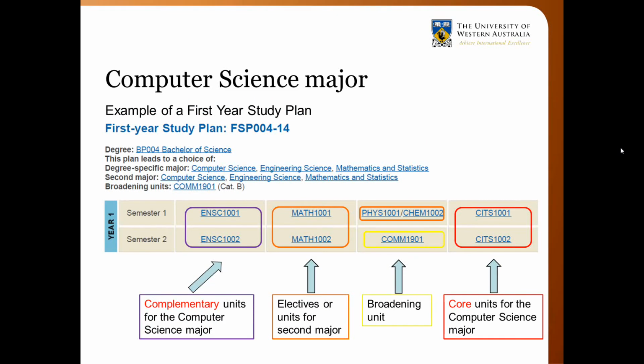Okay, so the computer science major, this is an example of a first-year study plan. Now, bear in mind that units can count towards different components. So if you were to study this cluster of units, you would be equipped for a degree-specific major in computer science, engineering science, or mathematics and statistics. You would also be equipped to have a second major in computer science, engineering science, or maths and statistics. We've added 1 broadening unit here as well, which is a category B broadening unit, which you can see highlighted in yellow.